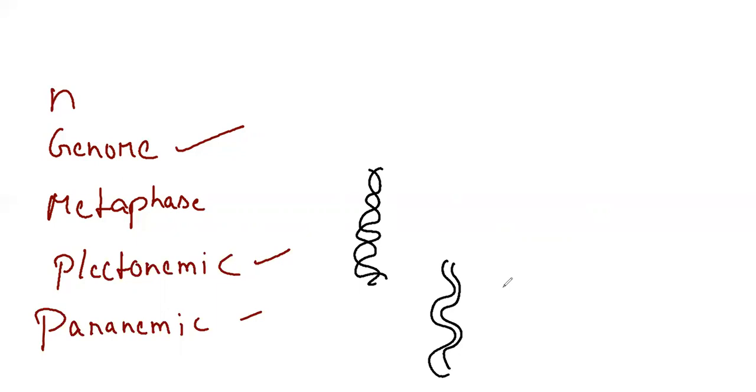The kinetochore or the centromere, we call it the primary extension. And coming to each chromosome, they consist of two things. For example, I'll give you one thing.